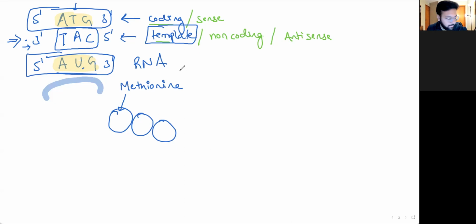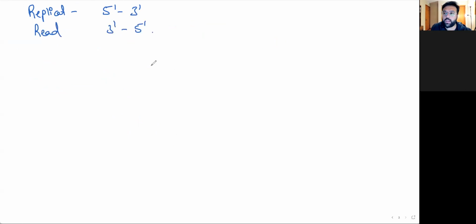Crystal clear? Okay. Now, I just told you that we are going to replicate the DNA from 5 dash to 3 dash, and we are going to read the DNA from 3 dash to 5 dash. The mode of duplication or replication of the DNA happens semi-conservatively. What is semi-conservative?